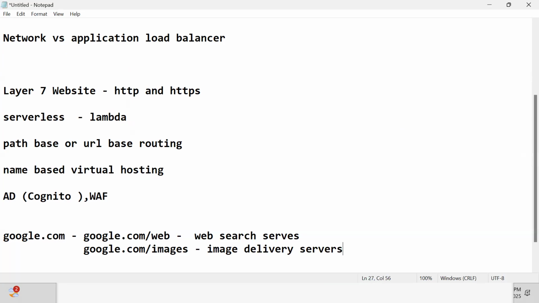What is the domain name in this? Google.com. Then what is the meaning of path? Google.com/web is one path, /images is another path.